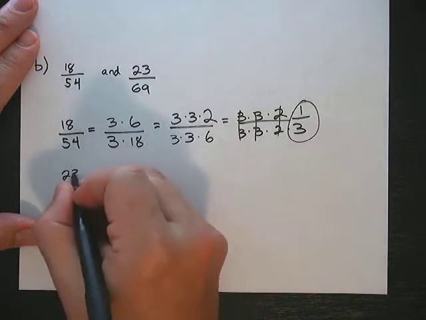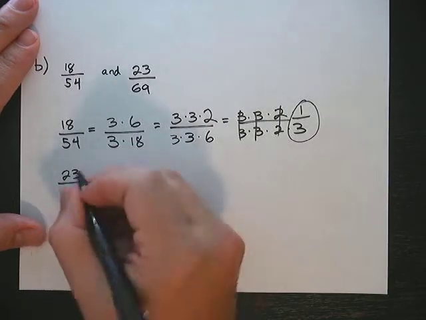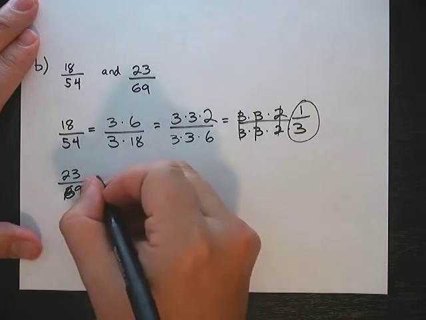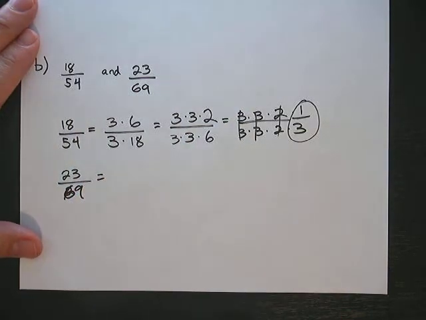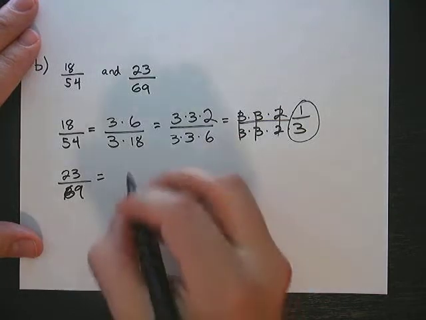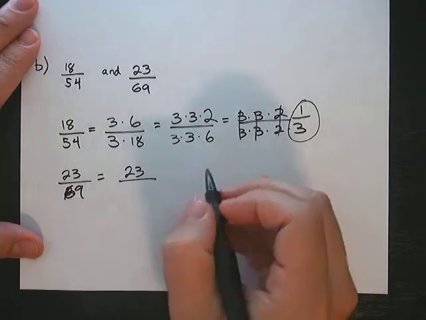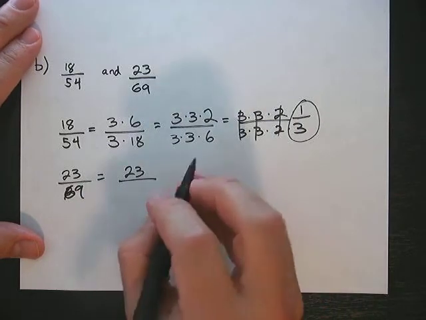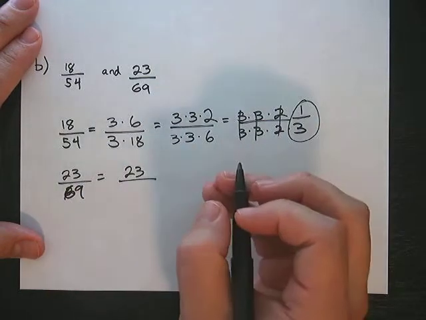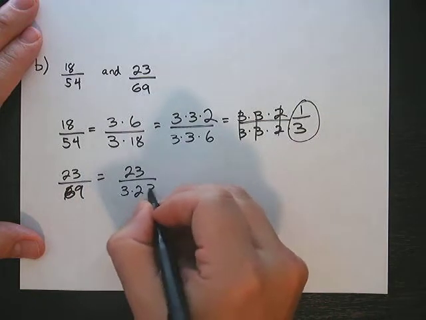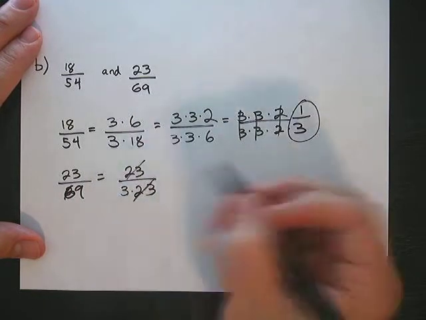Let's try the 23 over, not 29, 23 over 69. Okay, 23 is prime. So we can't reduce that at all. Let's look at the 69. 69 is divisible by 3, because 3 goes into 6 and 9. If we divide it by 3, what do we get? Well, we get 23. That's convenient.